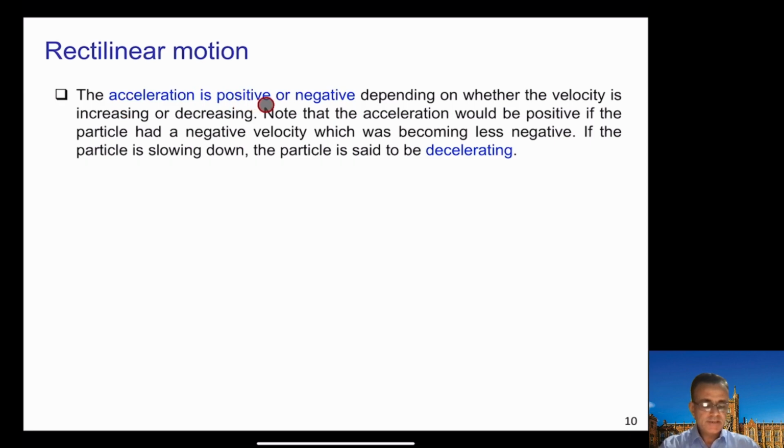Okay, so now the acceleration is positive or negative depending on whether the velocity is increasing or decreasing. Note that the acceleration would be positive if the particle had a negative velocity which has become less negative. For example, if the initial velocity is minus 20 and then becomes minus 10, then this means it's a positive acceleration. If the particle is slowing down, for example, if the initial velocity is 30 and the final velocity is 10, then we can say that the particle is decelerating here.